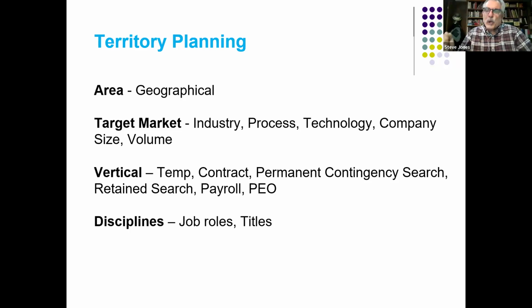And then we have to decide what the vertical is. Is it temp? Is it contract? Is it perm? Is it contingent search? Is it retained search? Is it a payroll business? Is it a PEO type business? And they're all different. And to try to tell companies that you do all of them usually doesn't work that well. And if you're wondering why you don't have any PEO businesses, it's because the PEO companies have got all the PEO business. And why the PEO companies don't get executive search and retained search is because they're PEO businesses. They're not retained search. I know this.